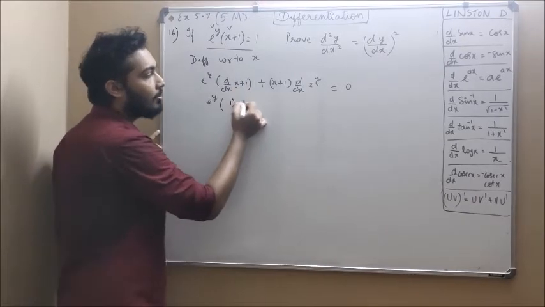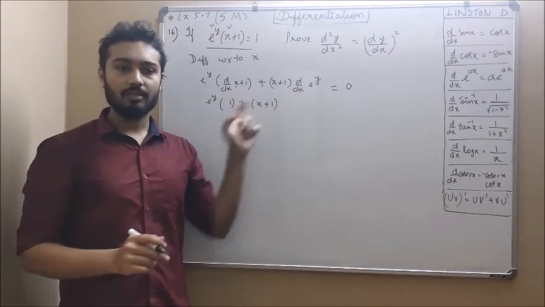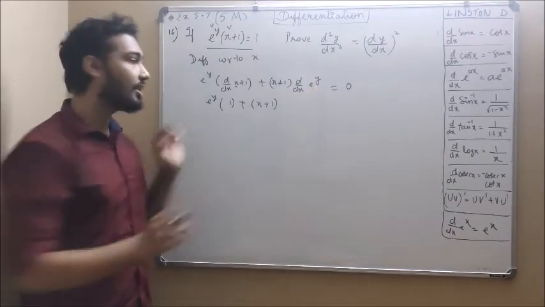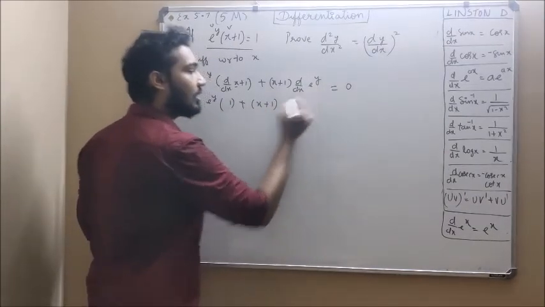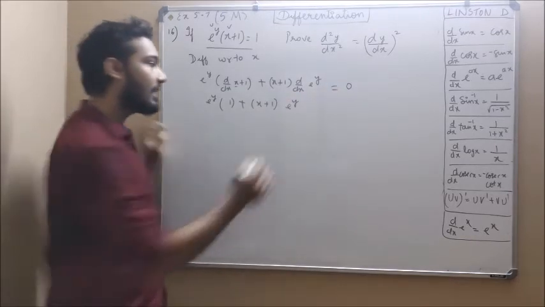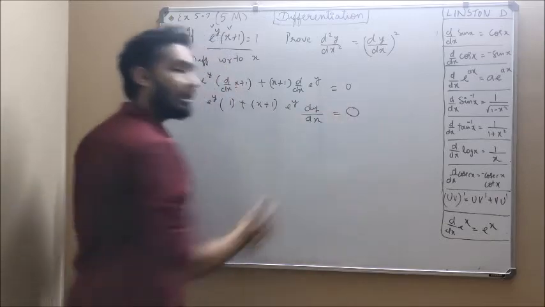So it is 1 plus x plus 1 into the derivative of e power y. What is the derivative of e power y? The derivative of e power x is nothing but e power x. So here instead of x there is y, so it is nothing but e power y. Now one more thing. y is a dependent variable, so we have to differentiate again, so it is dy by dx, which is equal to 0.